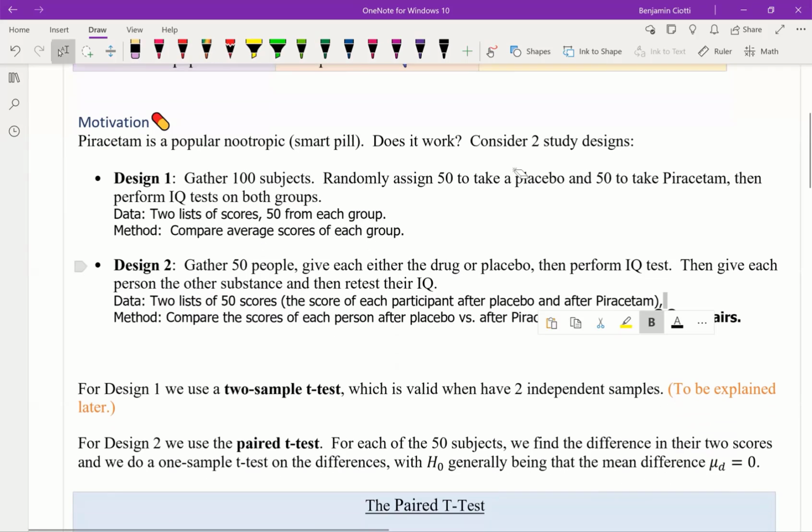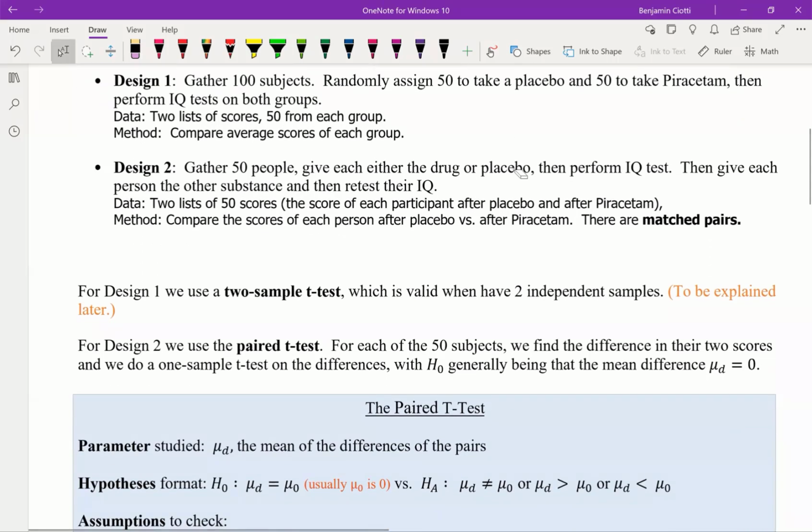Okay, so for the first design, we're going to use the two sample t-test, and I'll talk about that later on in this video. And for the second design, where we compare the data, that's when we use the so-called paired t-test. So for each of the 50 people, we have their score after the placebo, we have their score after piracetam, so we can take the difference in those two scores. We then get a list of 50 differences. So we just do a one sample t-test on those differences.